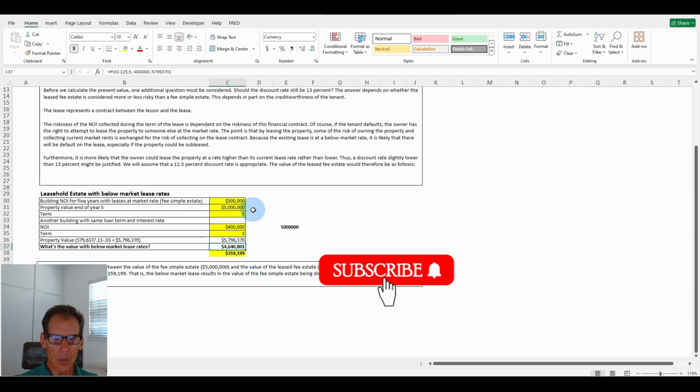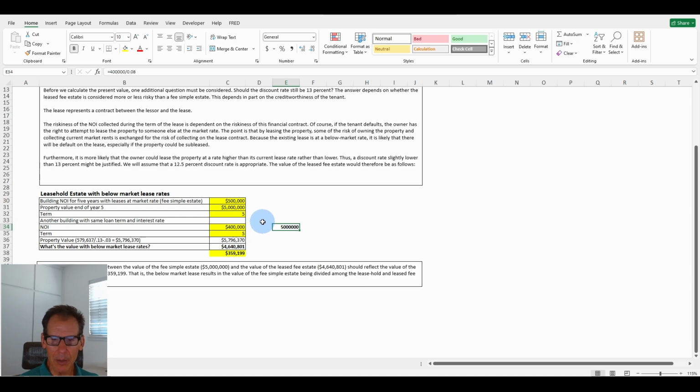You can use a cap rate to value some other hypothetical situation. But real estate's real estate, stocks are stocks, swaps are swaps, derivatives are derivatives. They all have certain characteristics.